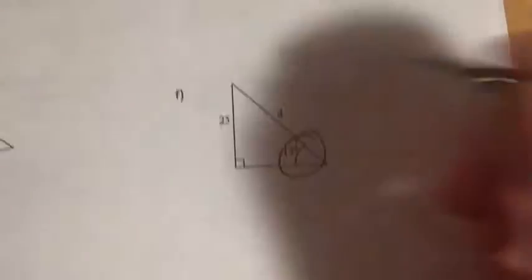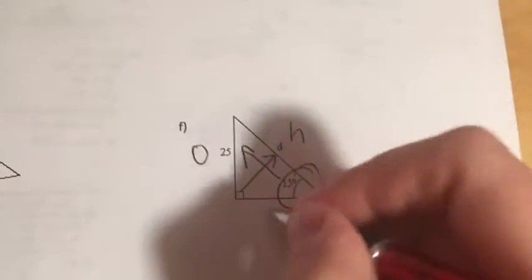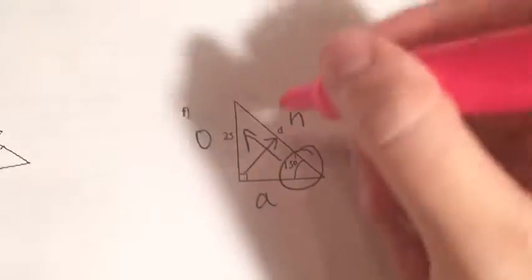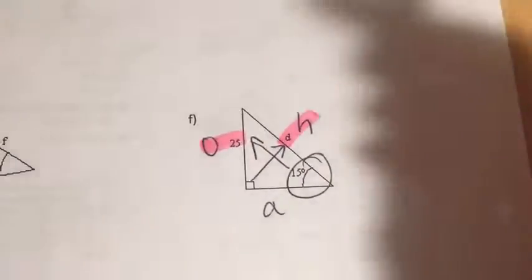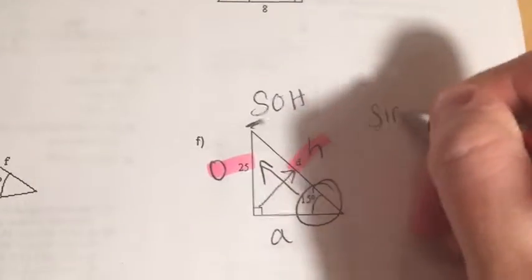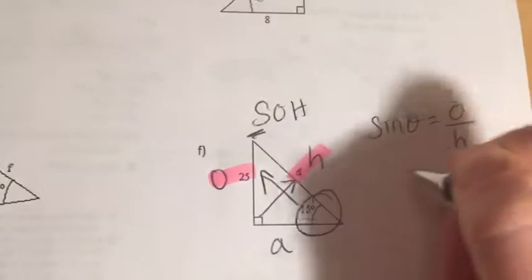Alrighty, let's look down here at F. I circle my angle, label my opposite, label my hypotenuse. That leaves my adjacent side left. I look at, okay, what do I have? I'm looking for D, and I'm given 25. That's O and H. So I'm going to be using sine, O over H.